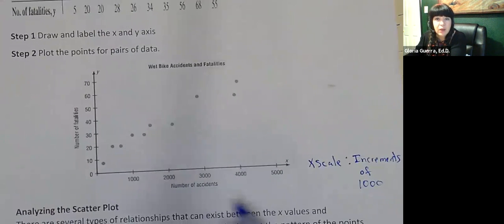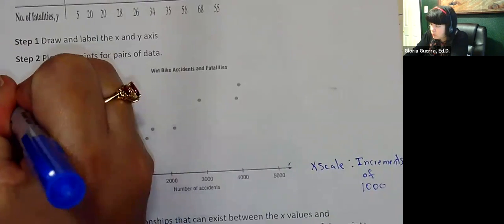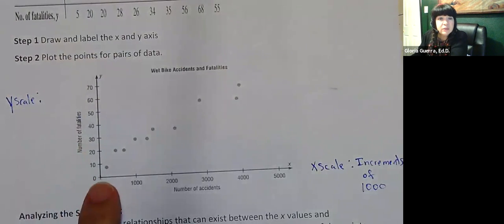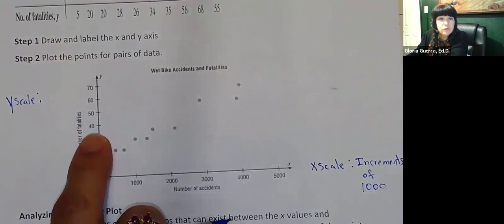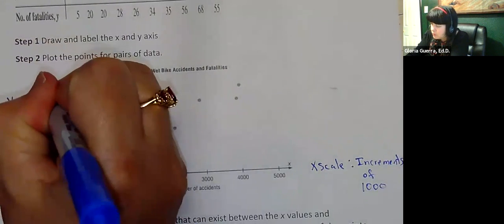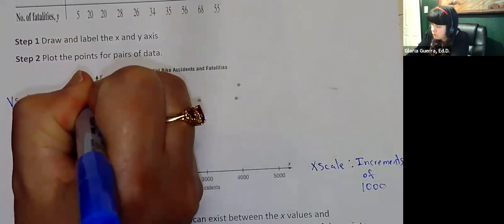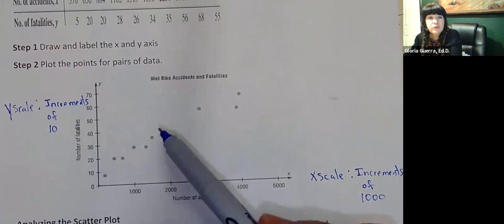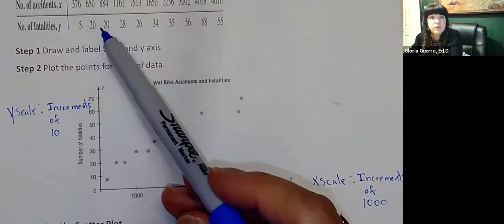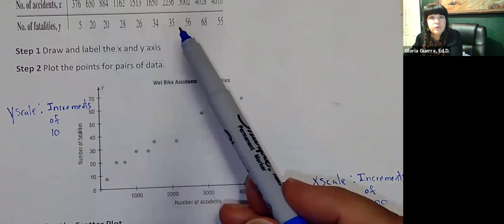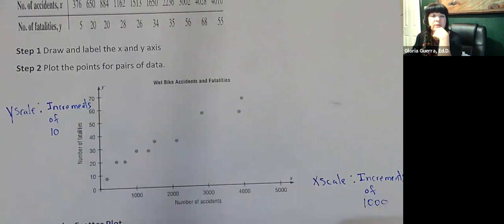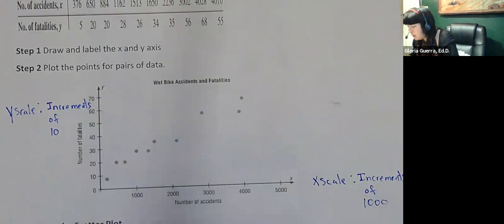Whereas on the Y scale, it looks like they did increments of 10: 0, 10, 20, 30, 40, 50. If you look at your data for the Y up here, 5, 20, 28, 26, 34, 10 is fine. They could have also used increments of 5: 5, 10, 15, 20, 25, 30, 35, 40, but that's fine. They did increments of 10.